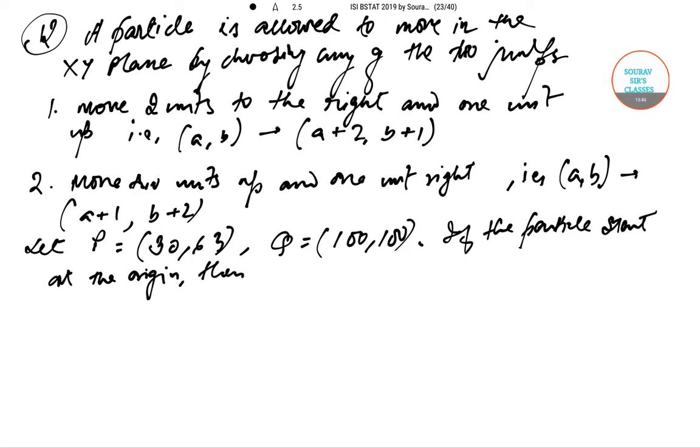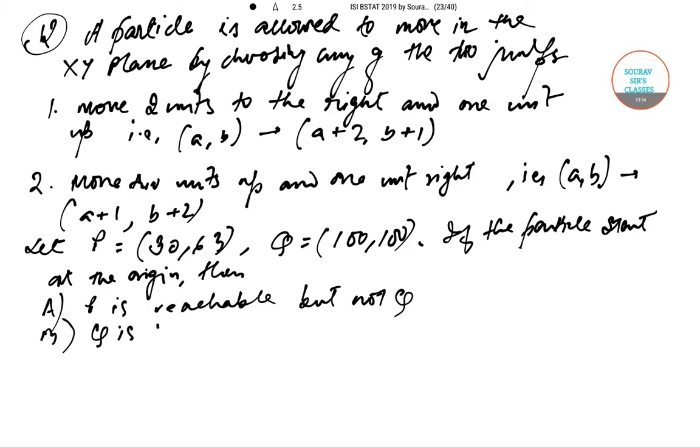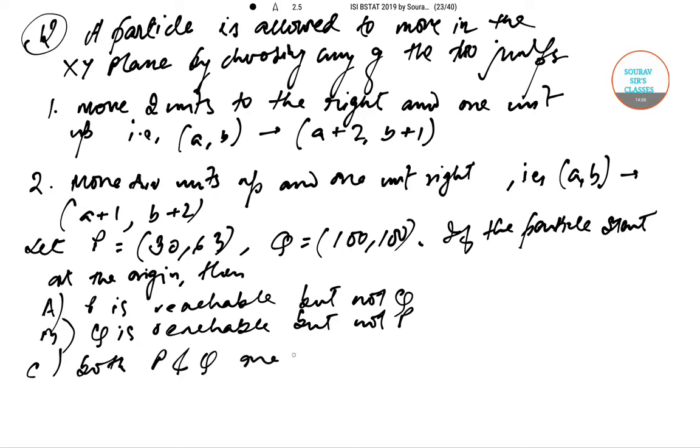So we have got 4 options. Option A, P is reachable but not Q. Option B, Q is reachable but not P. Option C, both P and Q are reachable. Or is it option D, that neither P nor Q are reachable?